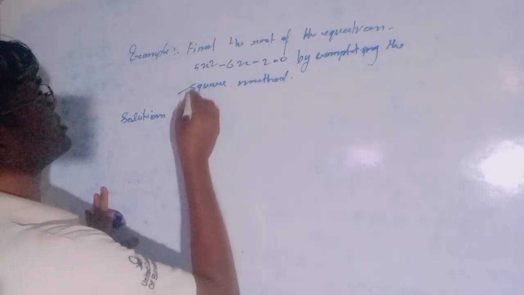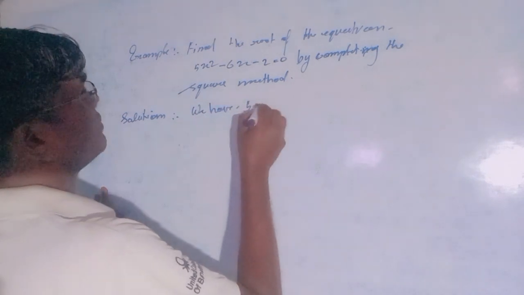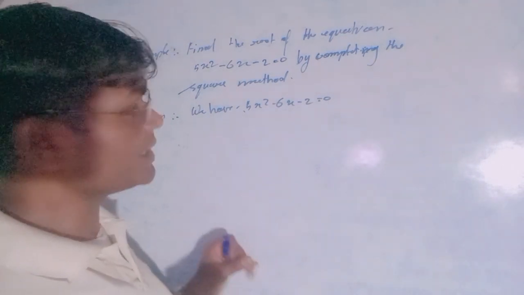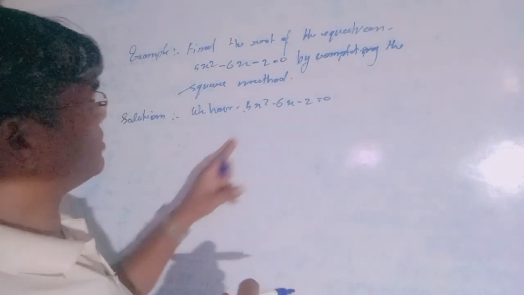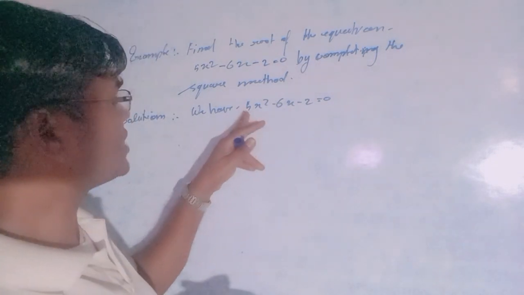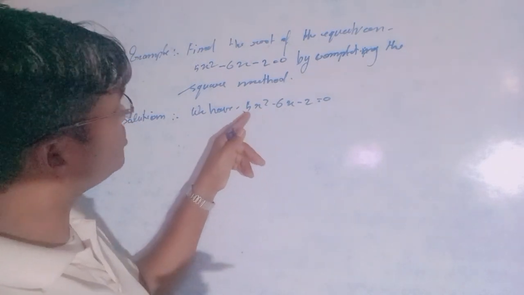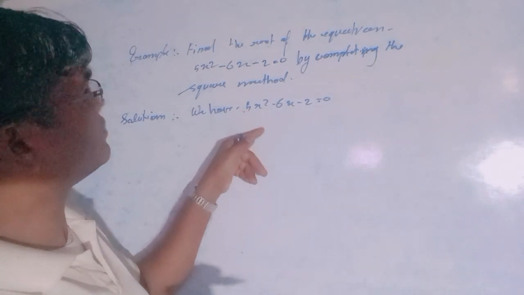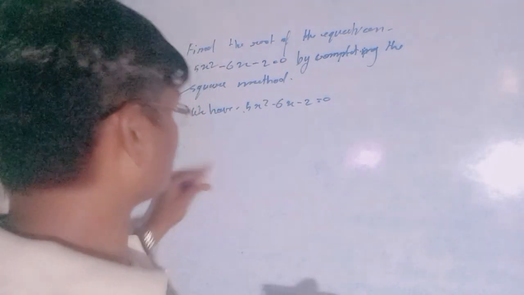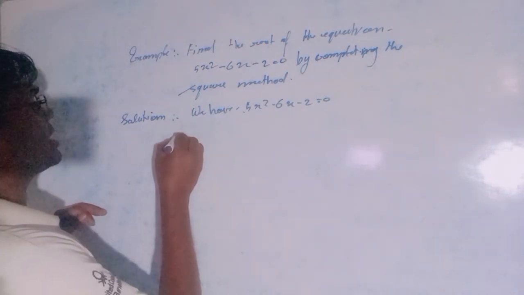So here is the equation: 5x square minus 6x minus 2 is equal to 0. Step first is telling that we have to write this equation in unity. So we have to divide by 5 to make x square a unity coefficient, so we have to divide all by 5. But another trick is also available here: without division we can also find it by the completing the square method.